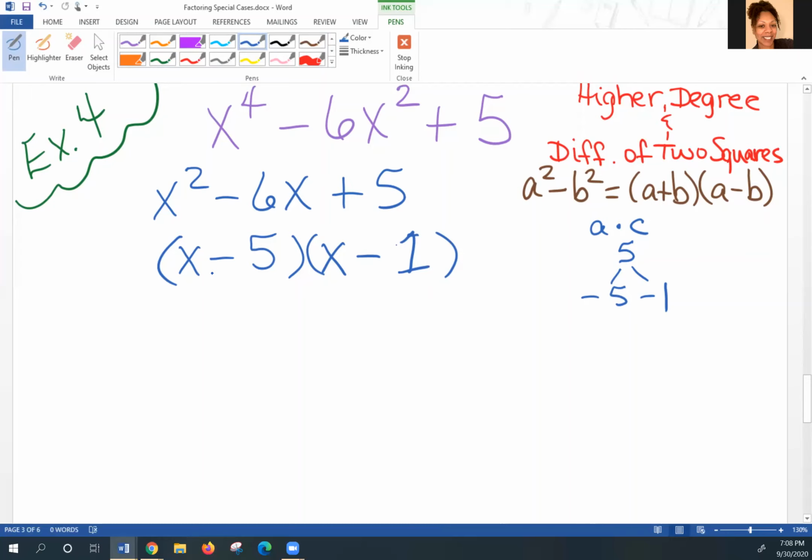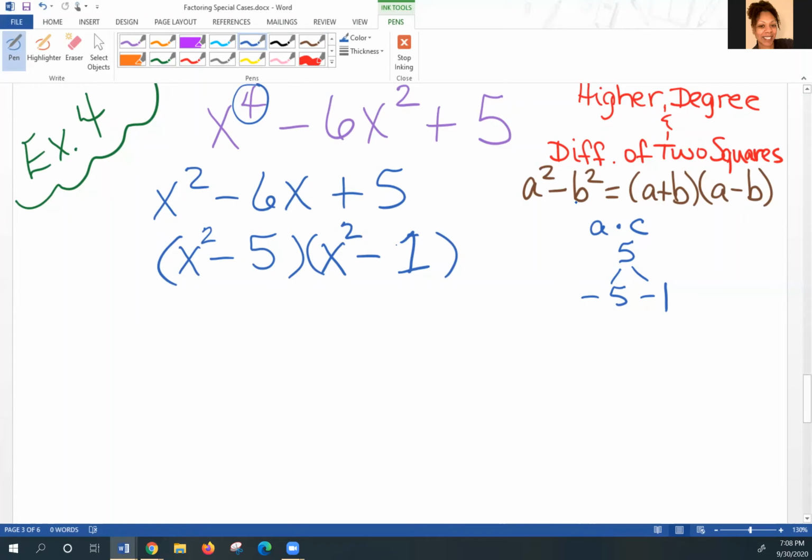However, I have to remember that I divided both of these by 2. So now I have to add those 2's back. Why am I doing that? Because my original exponent is 4. So x squared times x squared has to give me x to the 4th. So I know this is correct. Now I have to finish factoring.